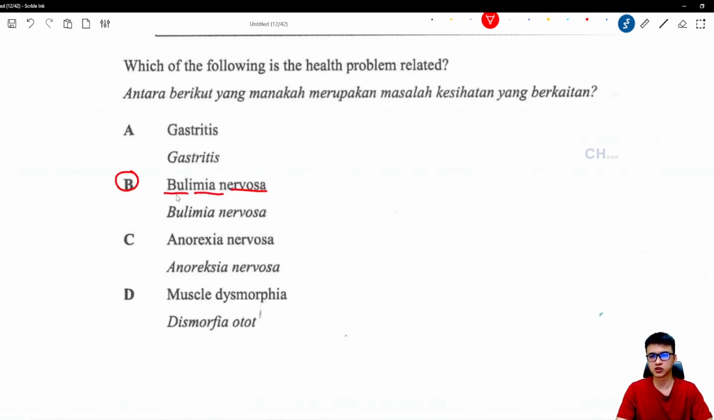Bulimia nervosa. This is how we memorize it: bully. Now, how about anorexia nervosa? Anorexia nervosa is talking about someone who doesn't like to eat. They are not going to eat a lot. Maybe they will skip their meals for 1 day or 2 days or even more than that. So that one is called anorexia nervosa. But bulimia nervosa is someone who loves to eat, but they feel guilty after they eat something. So this is bulimia nervosa.